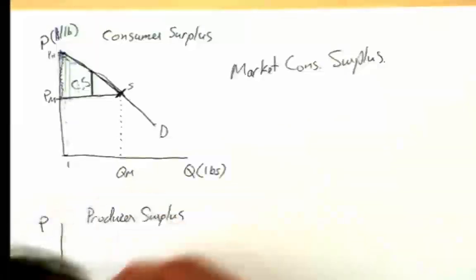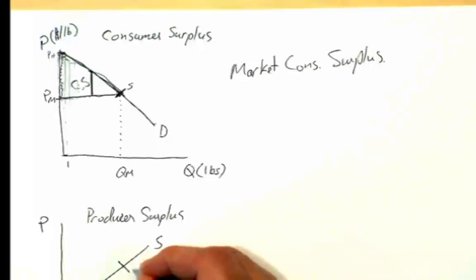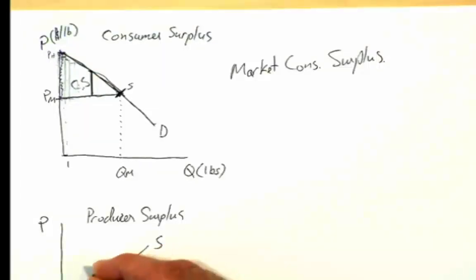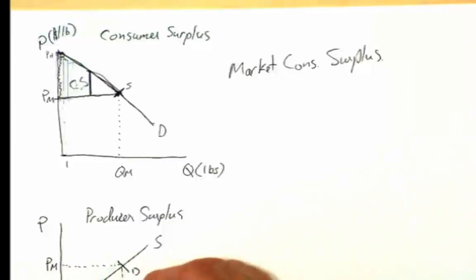Take the quantity and price, draw a supply curve, S. Mark off a price where demand intersects it, underemphasize the demand side of things, get a market price PM and a quantity QM. M for the market price. I don't know why I'm calling it that.